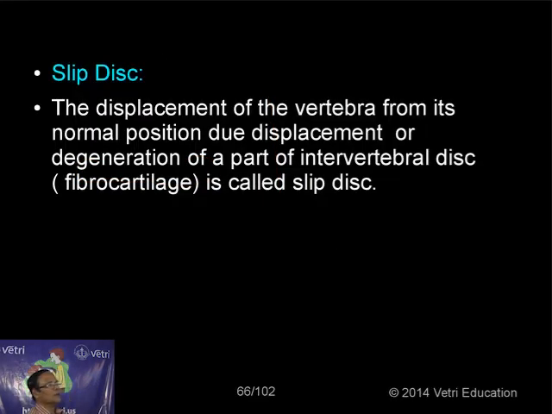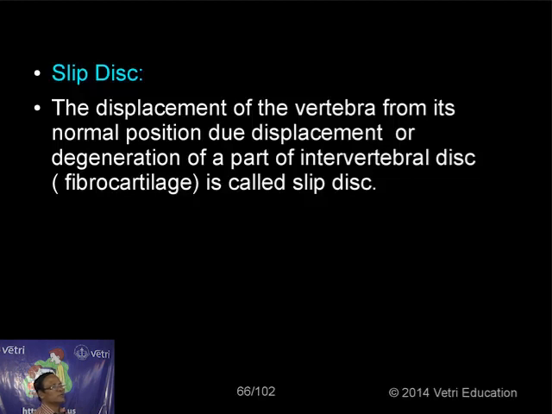Now slip disc. What is the meaning of slip disc? Sometimes the displacement of the vertebra from its original position occurs. This is due to the displacement or the degeneration of the intervertebral disc. Sometimes the degeneration of the intervertebral disc occurs, and that results in the displacement of the vertebra. And that is called slip disc.